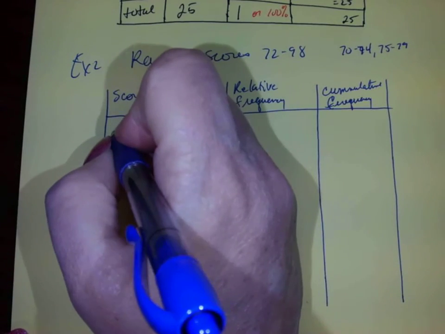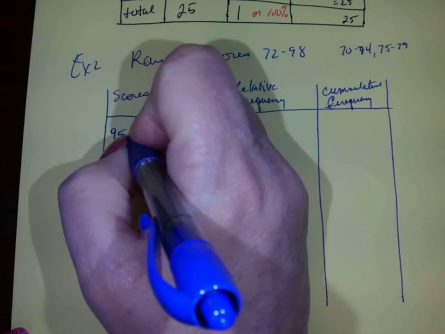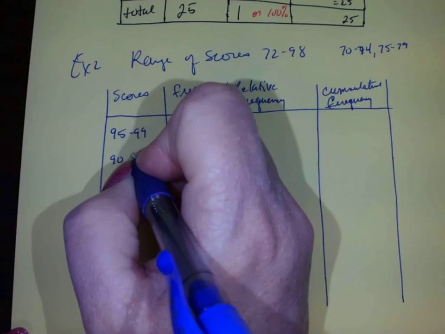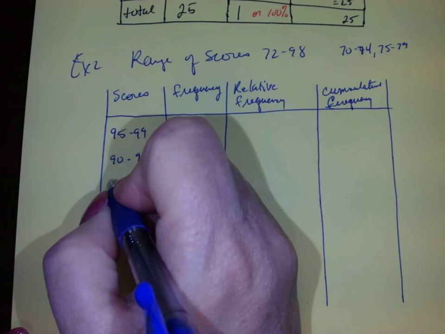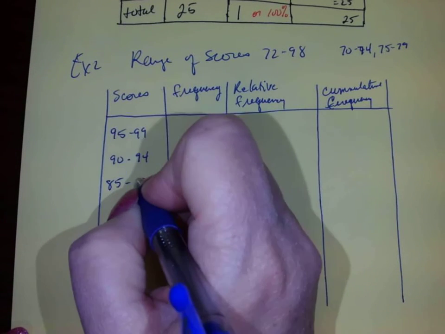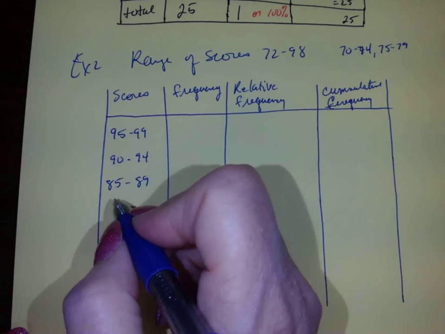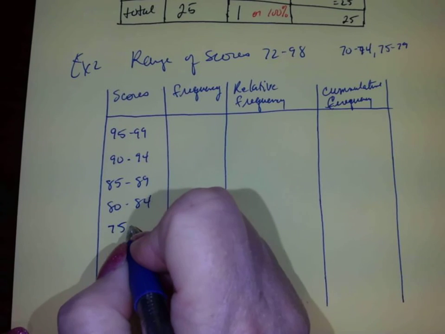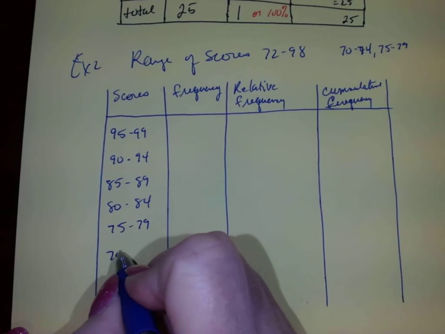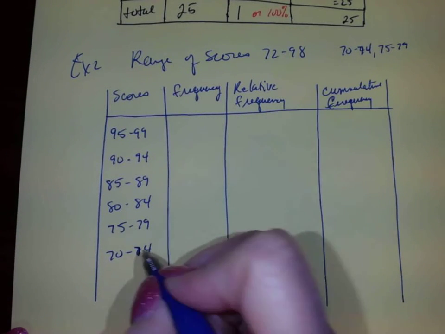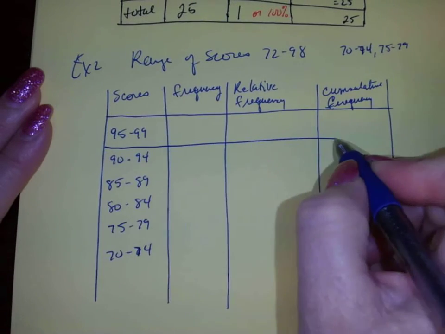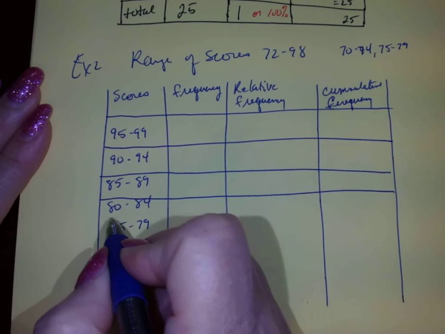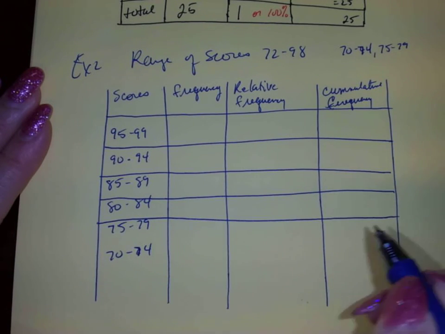So our top scores then would be 95 to 99. And then we'd have 90 to 94, and 85 to 89, and 80 to 84, and 75 to 79, and 70 to 74. Okay, let's draw our lines. I got a little close on my numbers there.